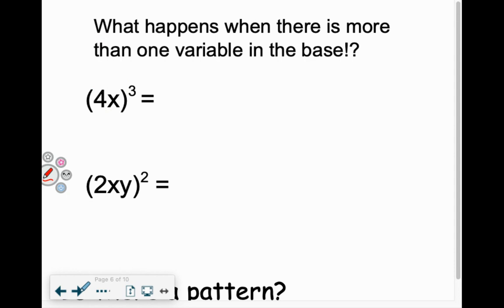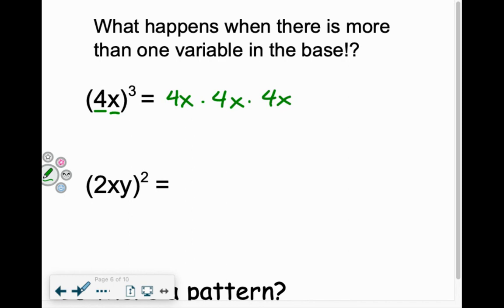So now the question is, what happens when there is more than one variable in a base? So we look at this base, right? We have 4 and we have x. And we have that all raised to the third power. What this is really saying, we can think of it this way, is it's saying we have 3 4 times x's.